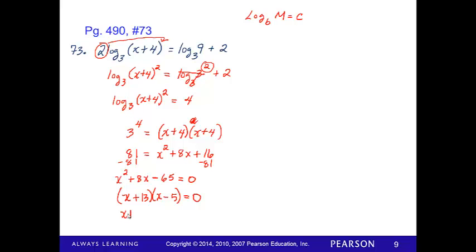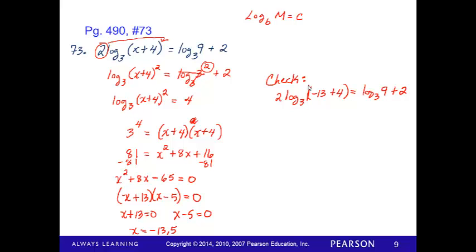So then we have x plus 13 equals 0, and we also have x minus 5 equals 0. So we get an answer of x equals negative 13 as well as positive 5. But we always have to check it back into our original. With your exponentials, you didn't have to, because it'll always work. But with your logs, that's not always true. So in our original equation, we had 2 times log base 3, and everywhere we see an x, let's put negative 13 plus 4 equals log base 3 of 9 plus 2.